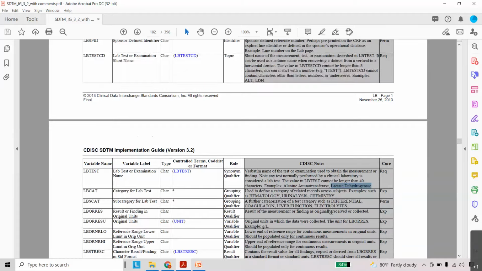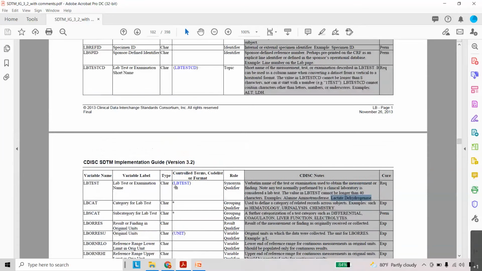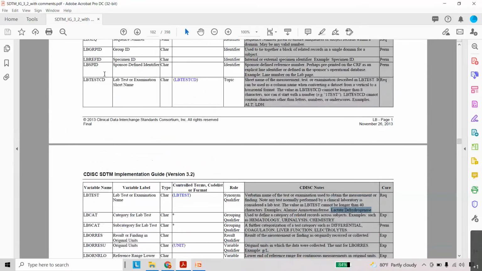Next, since we have LB test as a character variable, the related variable is LB test code. Usually we mention it as an abbreviation for the particular laboratory test. For example, if the LB test name is albumin, the test code will be ALB.